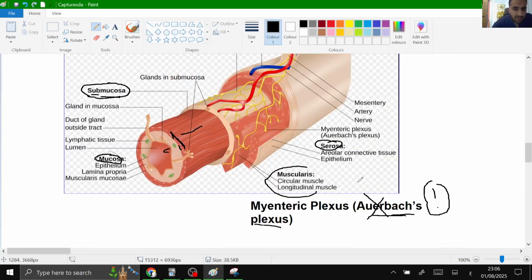The third layer is called the muscular layer. So we have an inner circular muscle and then an outer longitudinal muscle. One of these muscles is going in circles and the other one is going longitudinally. This is also a very important layer because between these two muscles there is another plexus, which is called the Auerbach plexus. After the muscle layer we have the serosa.